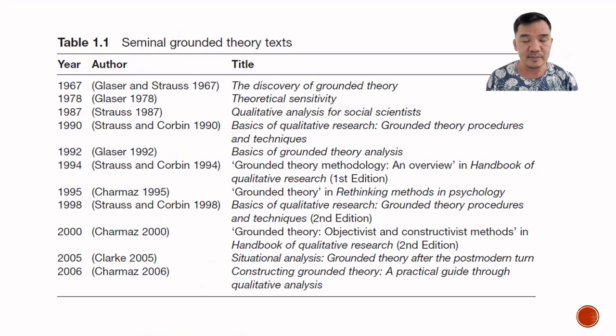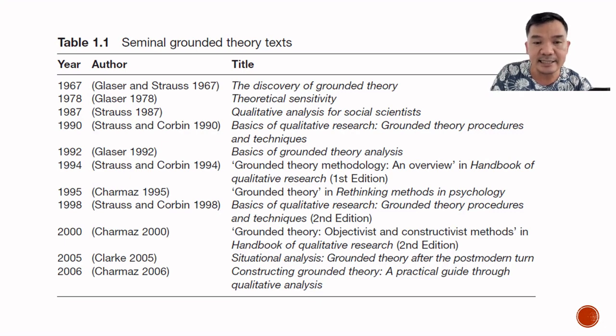Looking at the seminal grounded theory texts or books that define how we understand grounded theory at this time. It started with the discovery of grounded theory by Glaser and Strauss in 1967, when they studied the art of dying, awareness of dying, meaning their research is actually about how people perceive the experiences of people who are dying. So that's how they discovered the method, which they will define, or will use, as grounded theory as a methodology.